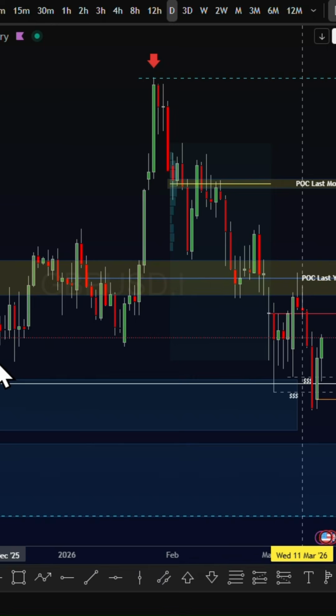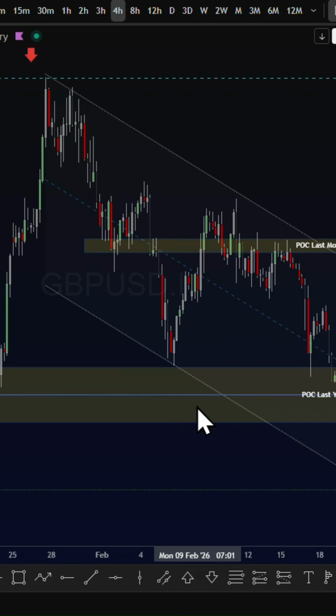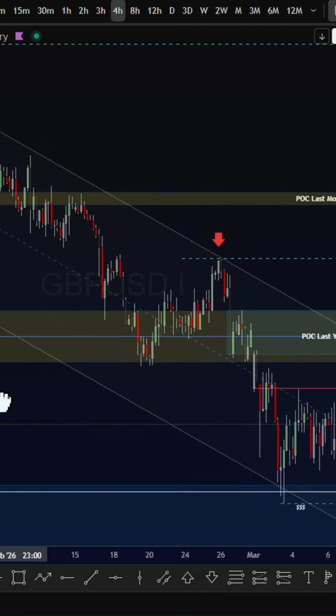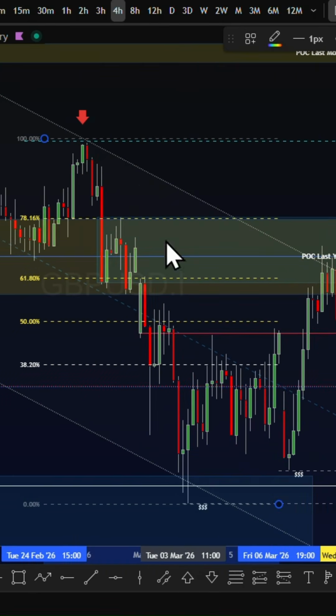Okay, on the daily time frame the structure is bearish. We switched with some break of structure. On the 4 hour time frame we can clearly see the trend is bearish, so I took my Fibonacci to measure the last movement to the downside. The 4 hour order flow is bearish.